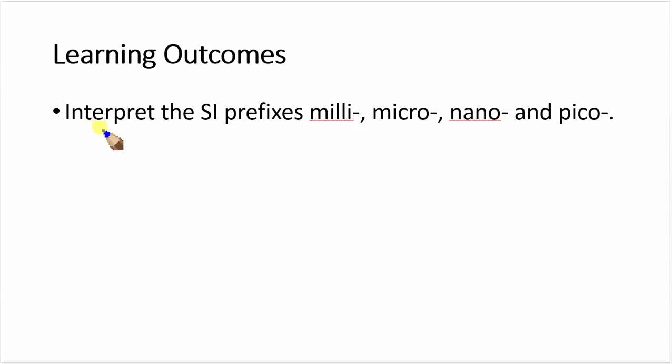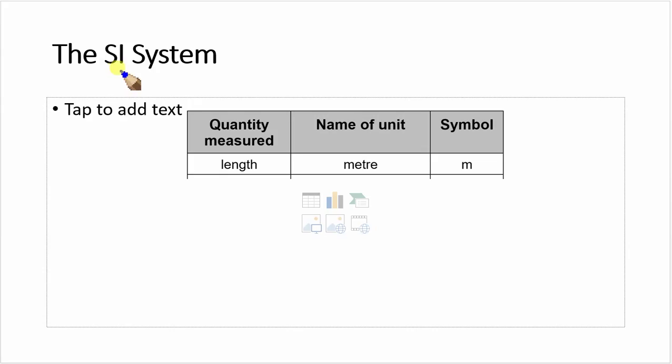This lesson is all about interpreting SI prefixes. So here we're looking at milli, micro, nano and pico. The SI system is an international system of measurement. So it's all about measuring stuff.